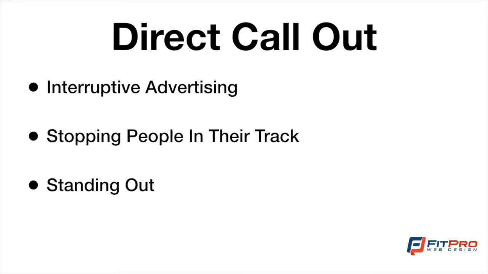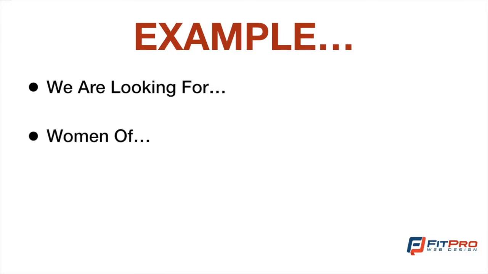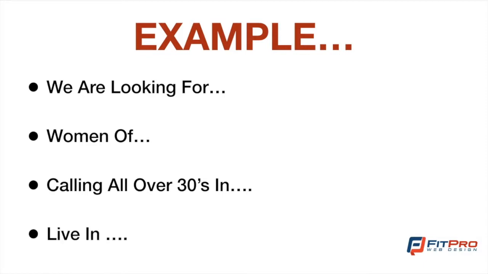So they're scrolling through their feed and something catches their attention that makes it stand out. And then it quickly needs to hit a certain pain, or it needs to talk to them really quickly by calling out to that specific person to really make them want to read more. Examples of this would be, we are looking for over 30s in a certain area, let's say. Women of a certain area, calling all over 30s in a certain area. Do you live in a certain area? Because you're calling out to a specific type of audience straight away, which they're going to read.